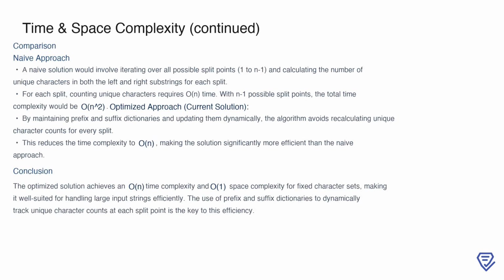Let's compare this optimized solution to a naive approach. The naive method would involve iterating over all possible split points and calculating the number of unique characters in the left and right substrings for each split. Counting unique characters for each split requires O(n) time, and with n-1 split points, the overall time complexity becomes O(n squared). In contrast, the optimized approach avoids recalculating unique character counts by dynamically maintaining prefix and suffix dictionaries. This reduces the time complexity to O(n), making it far more efficient.